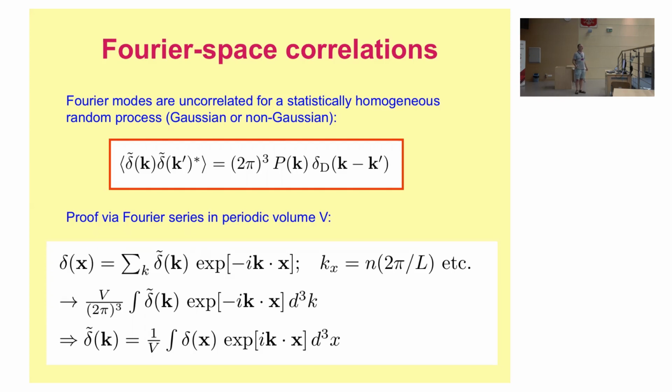So, who's not seen this equation before? Wow, very good. Nonetheless, I'm going to say a bit about it because it's absolutely critical to CMB lensing. Because this is a very general relation. It applies, you say, for a statistically homogeneous random process. So homogeneous means the same in every space.